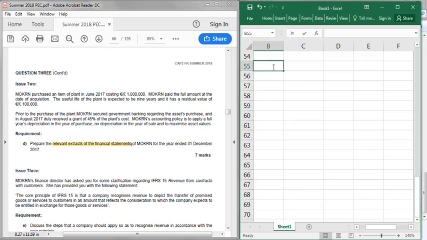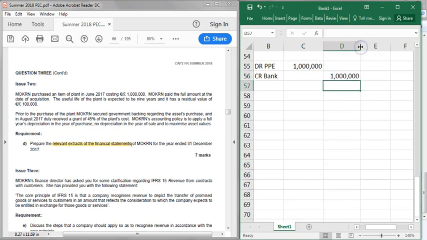So in June, you debited plant, debited PPE, and you credit your bank. Fairly straightforward. 1 million and 1 million. So nothing unusual there, but again you need to know this because this will be impacting the extracts of the financial statements. Then comes along in August, so I'll write there that's your June. In August then, you're going to debit bank because you got 450,000 in. So just break it down to manageable chunks, and you're going to credit deferred income.